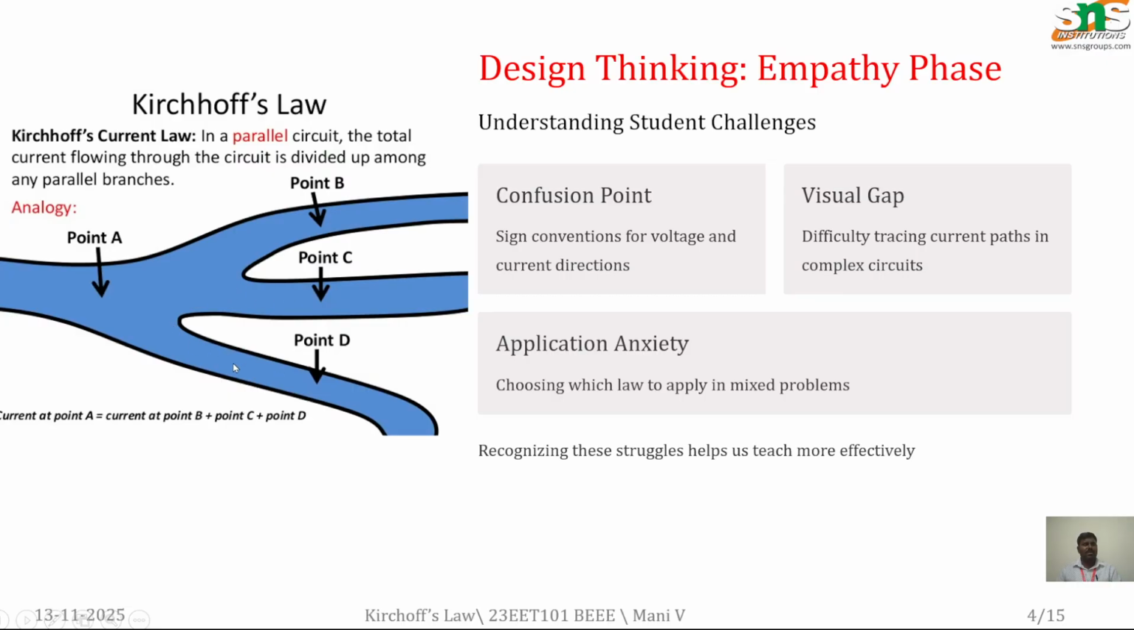So this is nothing but a circuit. In a circuit, the total current flowing through the circuit is divided among all the parallel branches. Kirchhoff's current law is applicable only in a parallel circuit, not in a series circuit, because in a series circuit the current is always the same. So here the sum of entering current, that is at point A, is equal to the sum of leaving current, that is point B plus point C plus point D.